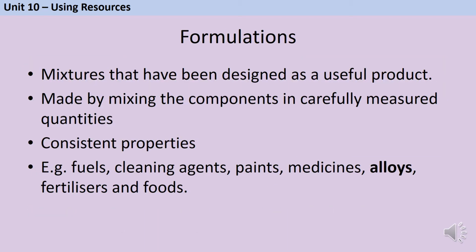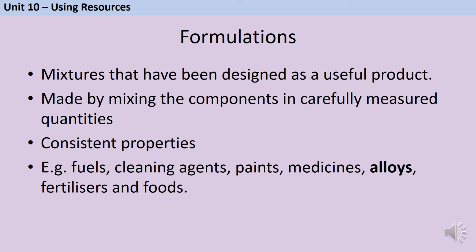We also learn in Unit 8, the chemical analysis topic, that alloys are an example of a formulation, along with fuels, cleaning agents, paints, medicines, fertilisers and foods. A formulation is a mixture that has been designed as a useful product, and it's made by mixing the components or ingredients in carefully measured quantities.